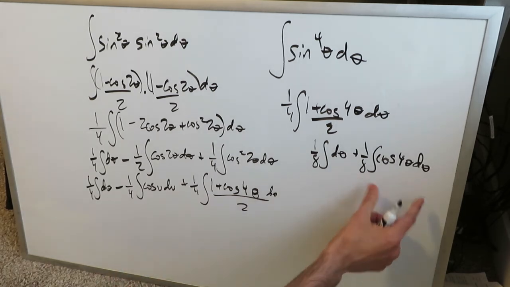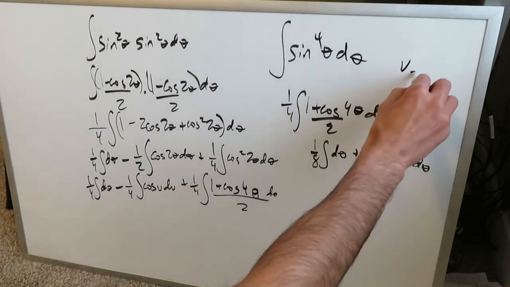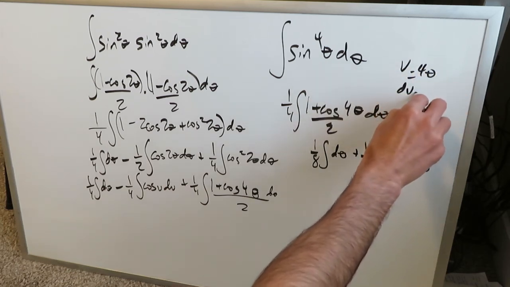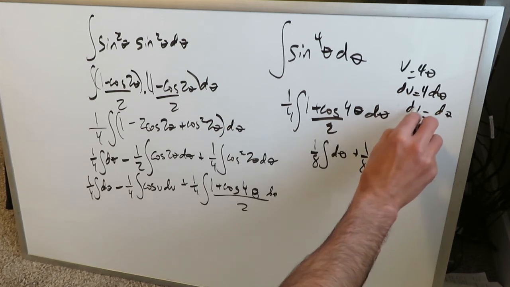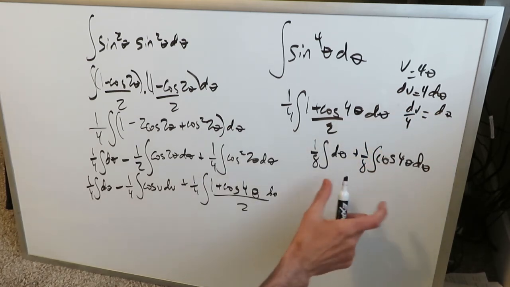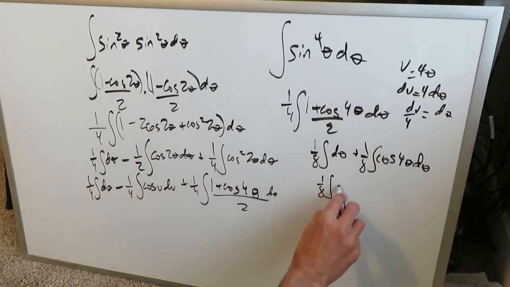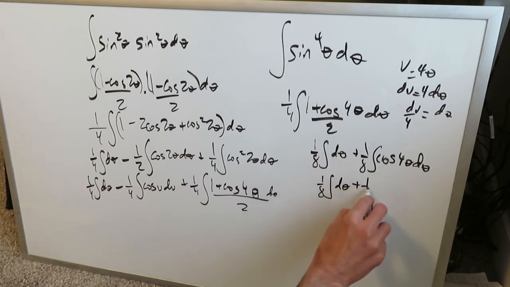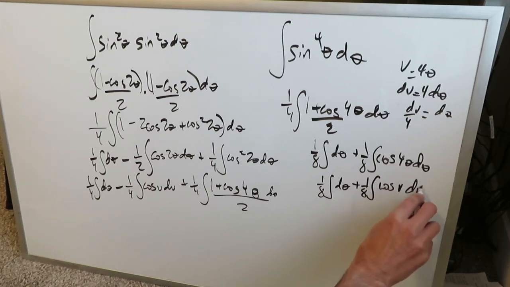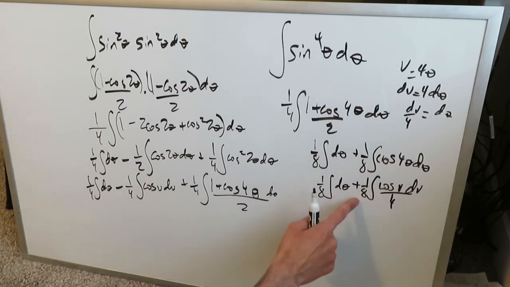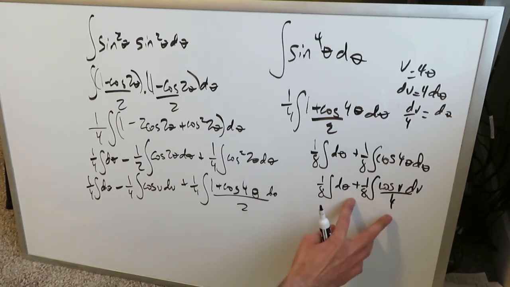So for this over here, we can do a substitution. If v is equal to 4 theta, then dv is equal to 4 d theta, and d theta is equal to dv over 4. So all of this modifies to all of this right here. 1 over 8 d theta plus 1 over 8 times cosine v dv over 4. This over 4 can come out with this over 8, and you get 1 over 32.